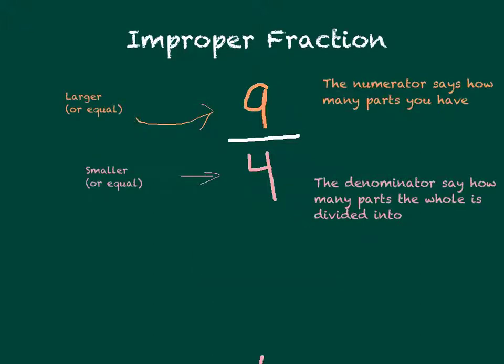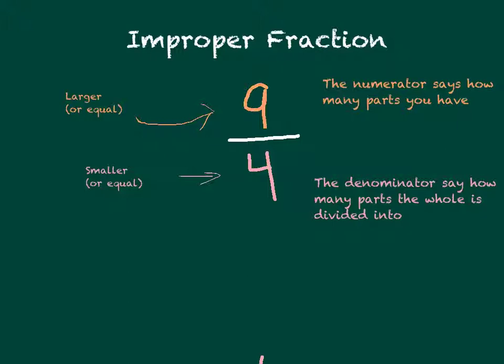Now, let's take a look at this improper fraction. With an improper fraction, the larger number's on top and the smaller number's on the bottom. But the rules that we know about fractions remain the same. The denominator, or the bottom number, still tells us how many parts the whole is divided into, and the numerator is still telling us how many parts we have.